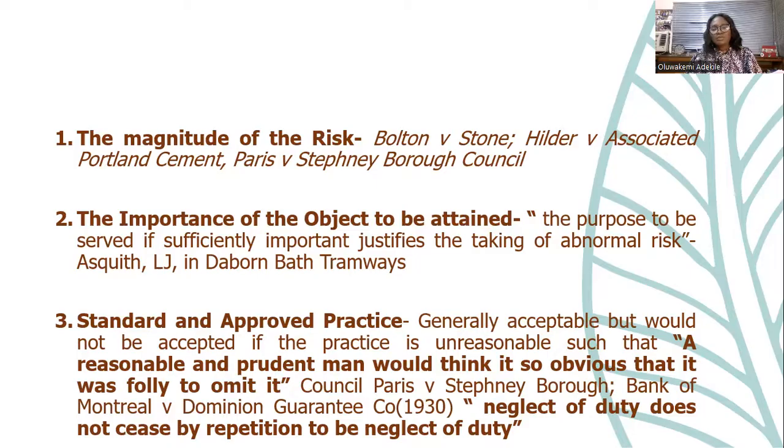There was Bolton v Stone, where a ball had escaped from a pitch, and there was evidence that in the decades of existence of that field, there had been no such escape of balls. Then the court was not prepared to hold that the risk was very high. And so the kind of precaution they were taking, by having a fence around the field or a particular perimeter, was actually sufficient for the risk that they were exposed to.